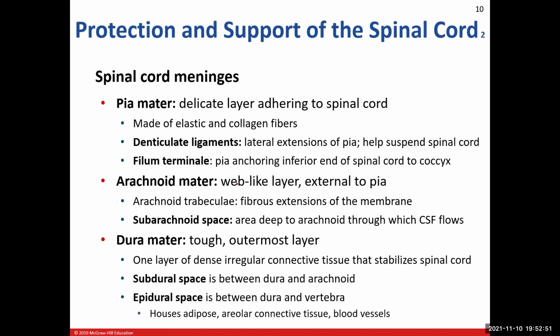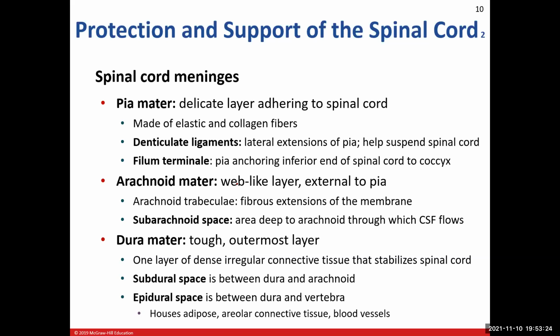All right, meninges. Three layers. The innermost layer is the pia mater, that's the soft mother. The middle layer is the arachnoid mater, right? That's the spidery mother. And then the dura mater is the outer layer. That is going to be the hard mother. The innermost layer is going to attach to all the nooks and crannies of your spinal cord. And so it's going to be made up of those elastic and collagen fibers, because it's tightly adhering.